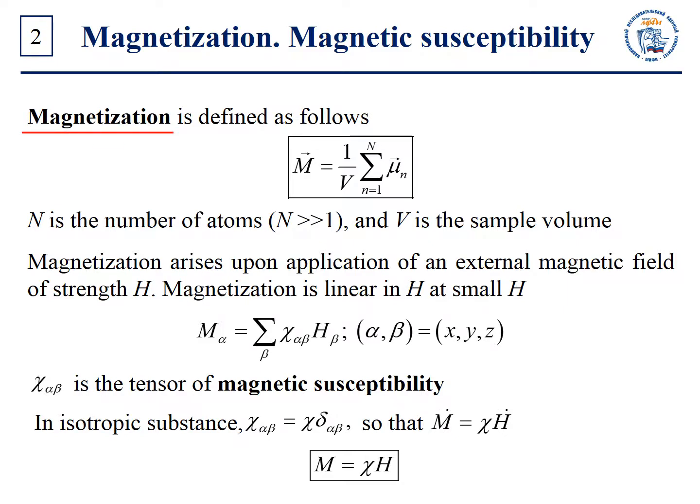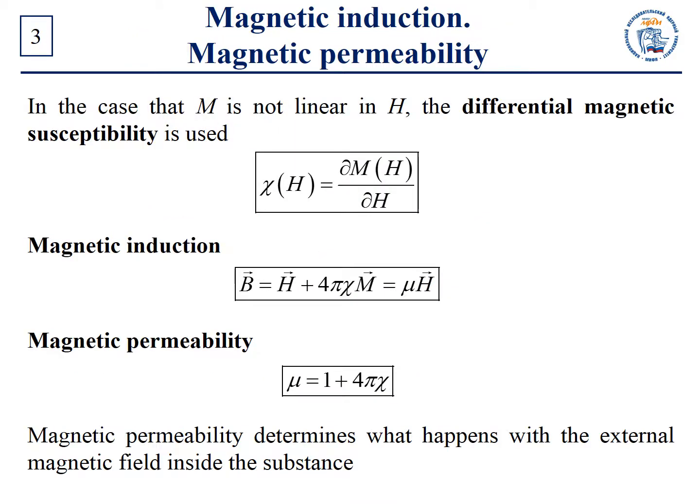In general, magnetization can also result from electric currents flowing inside the sample. As a rule, but not necessarily, magnetization arises upon application of an external magnetic field of strength h, and is linear in h at small h. Here, chi alpha beta is the tensor of magnetic susceptibility. In isotropic substance, magnetization is simply the product of chi and h for any direction in space. In the case that M is not linear in h, the differential magnetic susceptibility is used.